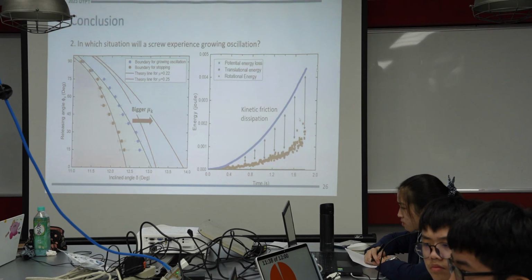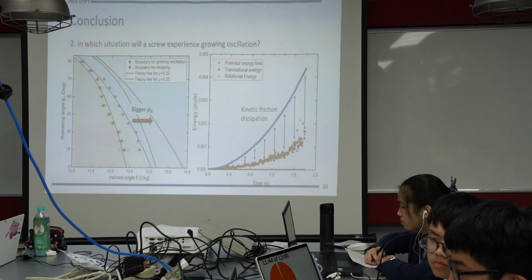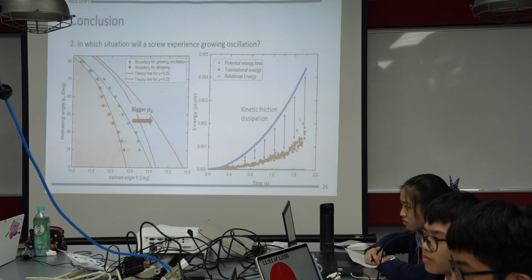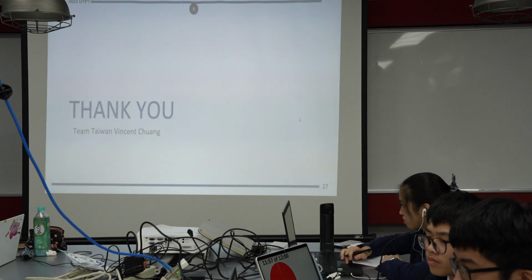Then from the perspective of the energy, the growing oscillation happens when the transiting energy is bigger than the energy consumption, which is the black area in the energy transform part in the right graph. All of the dissipation is from kinetic friction. And this is the end of the report from Team Taiwan. Thank you.